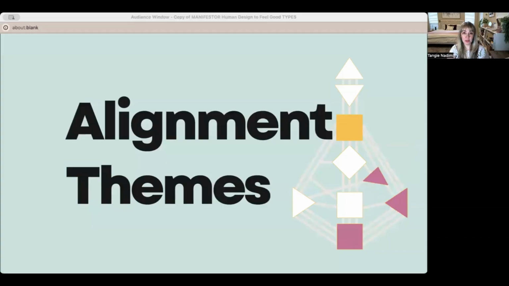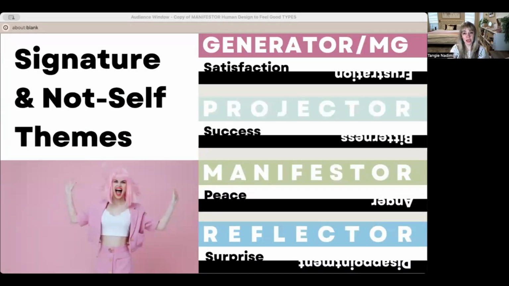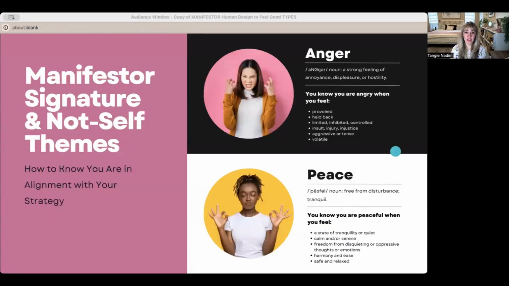So the alignment themes for a manifestor, the way that they know whether they're living according to this strategy of informing, is peace versus anger. This is the compass for a manifestor. So a manifestor is going to feel anger, which is a strong feeling of annoyance, displeasure, or hostility when they are provoked, held back, limited, inhibited, controlled. They feel insult, injury, or injustice. They feel aggressive or tense, or they're feeling volatile.